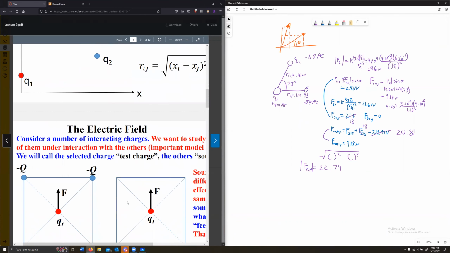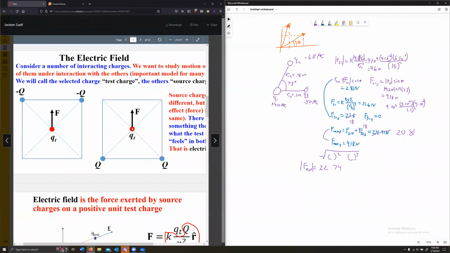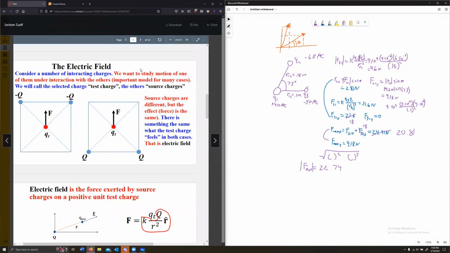Continuation of that, the electric field. This is one that I was a little bit late to class for, so I struggle on it a little bit. Consider the number of interacting charges. We want to study the motion of them under interaction with others. For many cases, we call the selected charge the test charge, and the others the source charges. So the red is the source charge. The other ones are going to be the test charges.